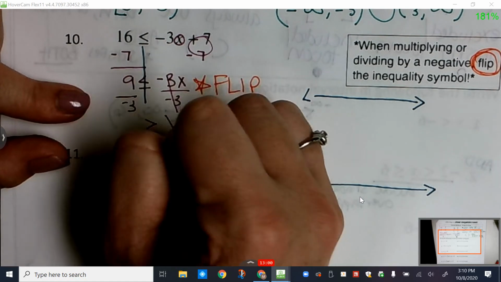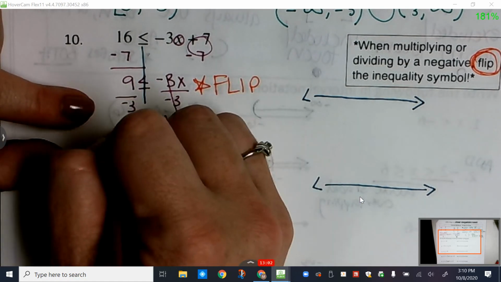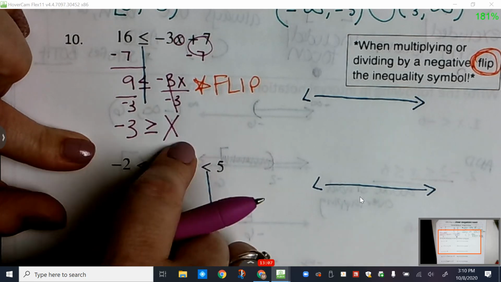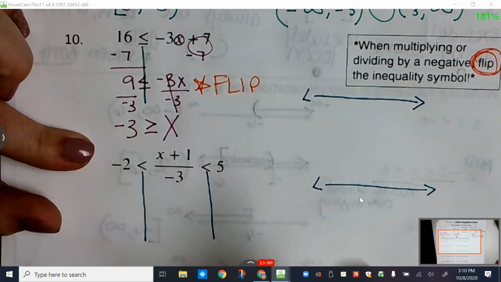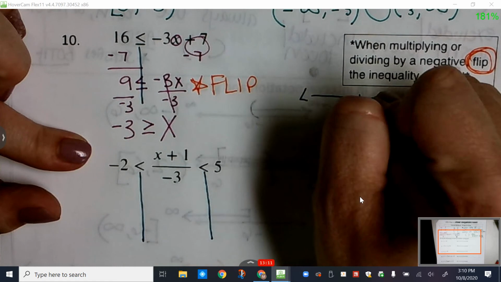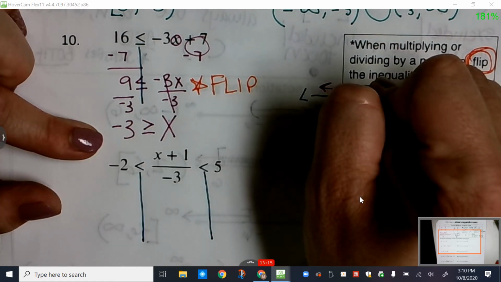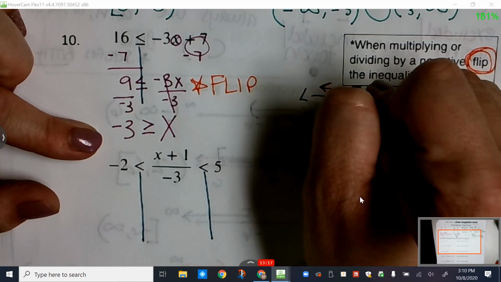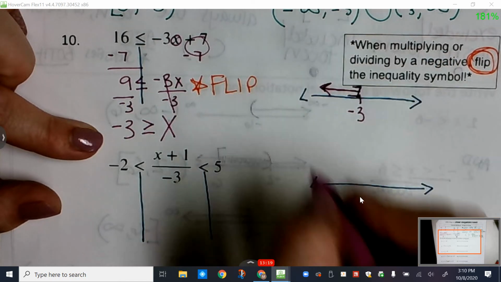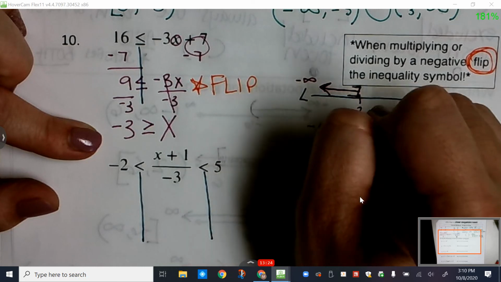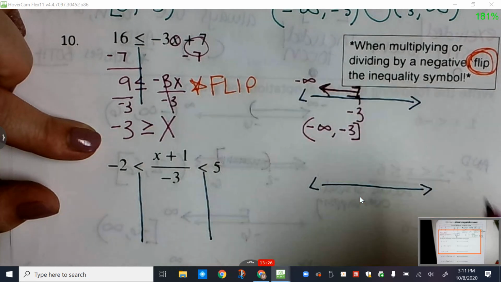Okay, this cancels and I get x. 9 divided by negative 3 is negative 3. So I read this letter to number: x is less than or equal to negative 3. So put my negative 3 on here. Less is to the left, and it's equal to, so I'm going to do that. Left is negative infinity, so we go from negative infinity to negative 3. There's your answer.